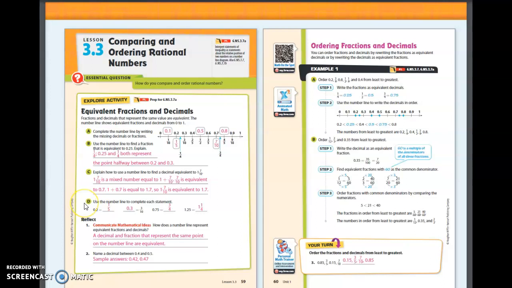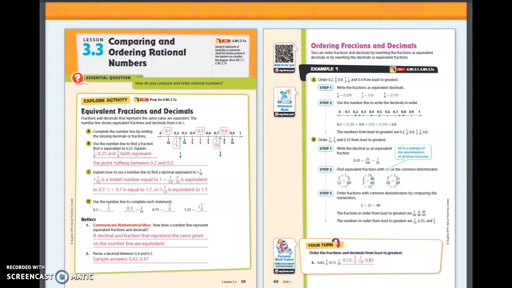And then for part D, you're using the number line to complete each of the statements with an equivalent fraction for a decimal or equivalent decimal for a fraction. And then you have two reflect questions here about how does a number line represent equivalent fractions and decimals, and then name a decimal between 4/10 and 5/10. Again, you can pause this at any time if you need to look at the answers again. We'll move on to the next slide here, which is example 1.